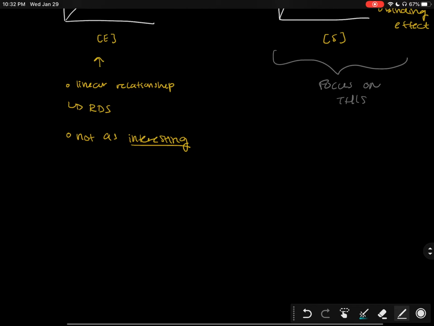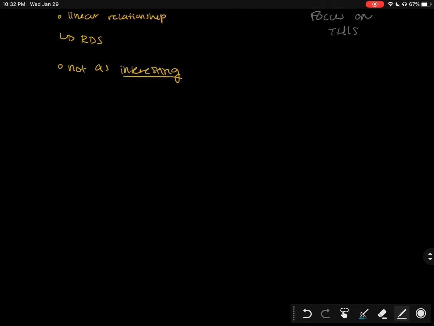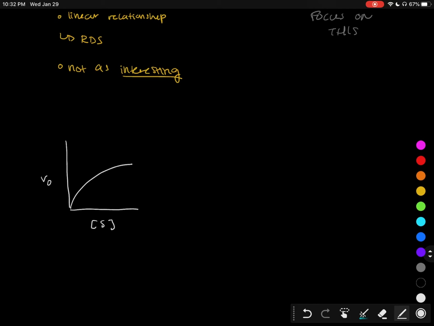Now let's scroll down and look at what Michaelis-Menten is actually looking at. It's very similar to what we just saw up there. We've got substrate concentration, the same thing, and then here we have V naught. So instead of just the reaction velocity, it's V naught, the initial velocity of the reaction. So it's before much product has formed.